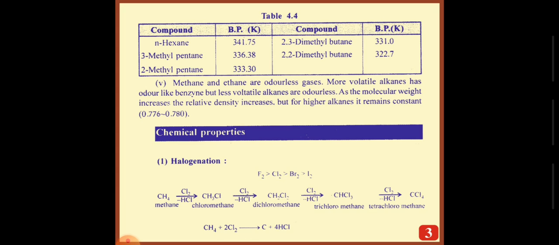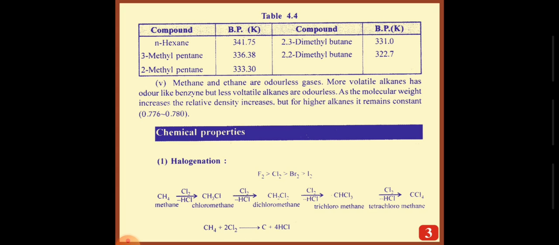Next is halogenation. If one or more hydrogen atoms of an alkane are replaced by halogen, it is known as halogenation of alkane. With chlorine, it is known as chlorination. With bromine, it is known as bromination. With iodine, it is known as iodination. And with fluorine, it is known as fluorination. The reactivity of halogens decreases in the following sequence. That is, fluorine is more reactive than chlorine, which is more reactive than bromine, which is more reactive than iodine.